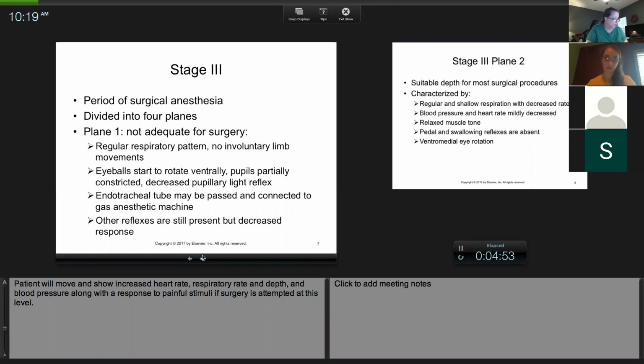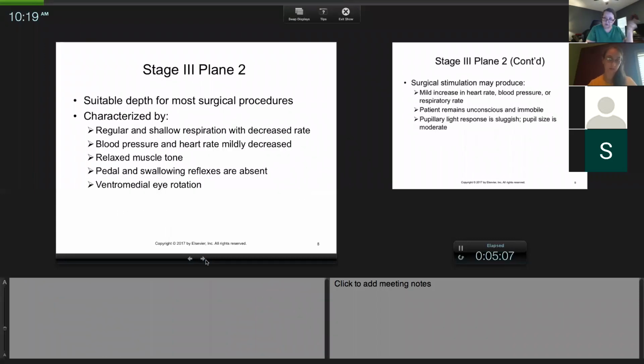Reflexes should be diminished. This chart that I sent you would be good for understanding how things change in these different stages, so I would look at this chart. And then stage 3, plane 2, this is surgery. Respirations are shallow, starting to regular. Blood pressure and heart rate are going to start to come down. This is where everything kind of goes up, but in this stage, we kind of start to level. They should not have any reflexes, any pedal, any swallowing.